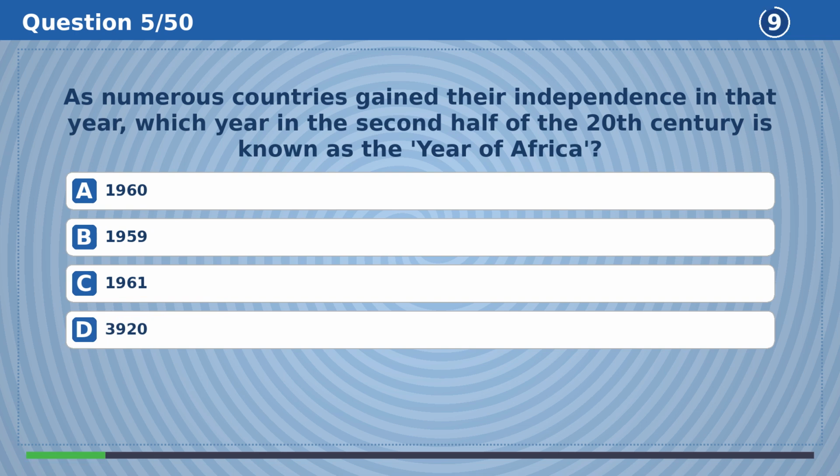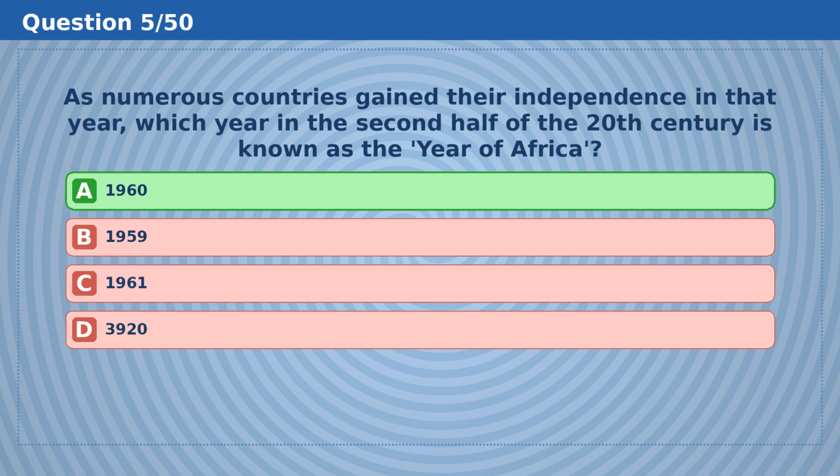As numerous countries gain their independence in that year, which year in the second half of the 20th century is known as the Year of Africa? The answer is A, 1960.